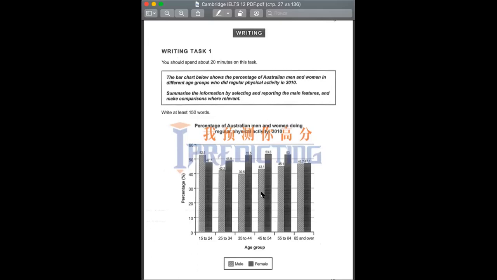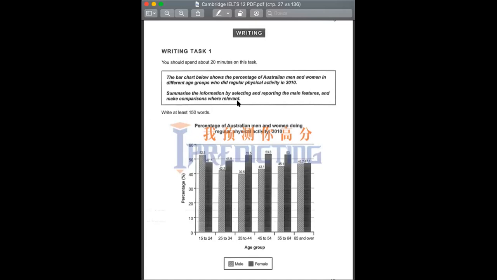So what do we do? The task is here: summarize the information by selecting and reporting the main features and make comparisons where relevant. So what should we do? Select means to find, to choose. Report means to write the main features, the most important things that happened here. Not everything, okay? It's important. And make comparisons where relevant: compare these bars to each other where we can.